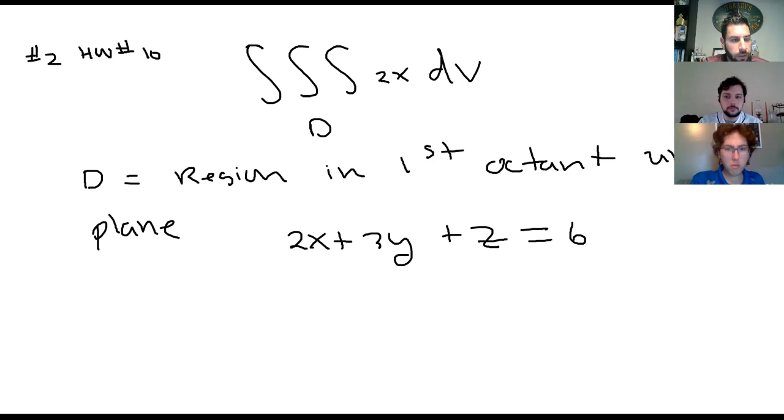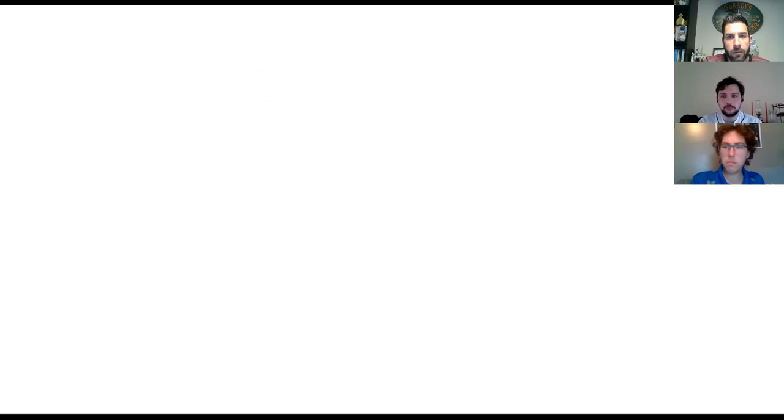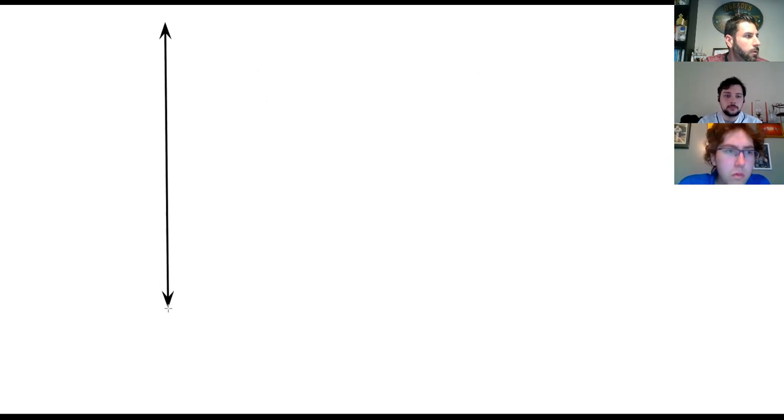Go to the next page. So this is not easy to do. I've made a point to try to get you to understand that. It's not easy to visualize these things in 3D. So let's try to draw it.